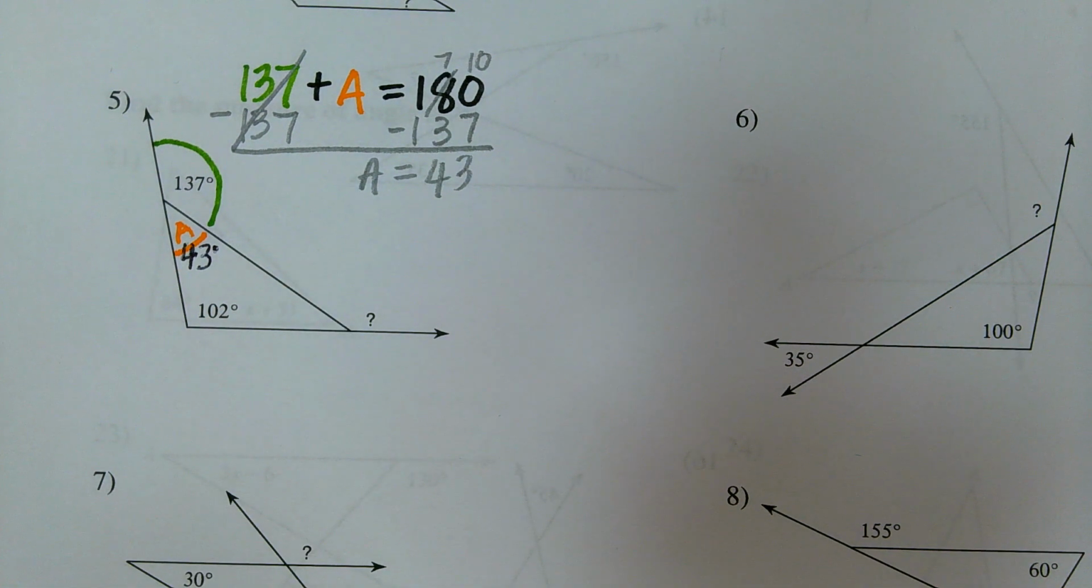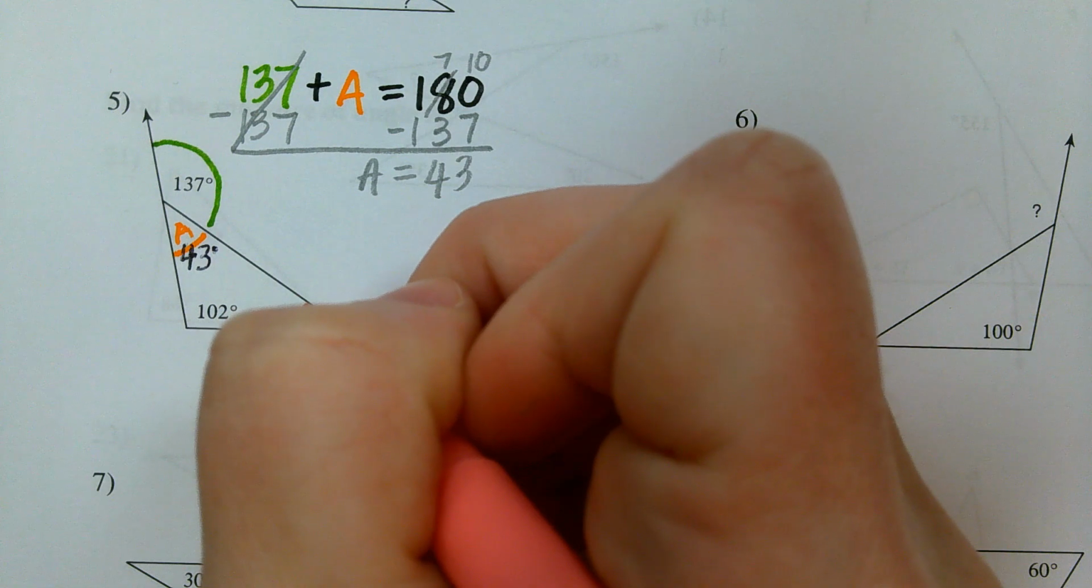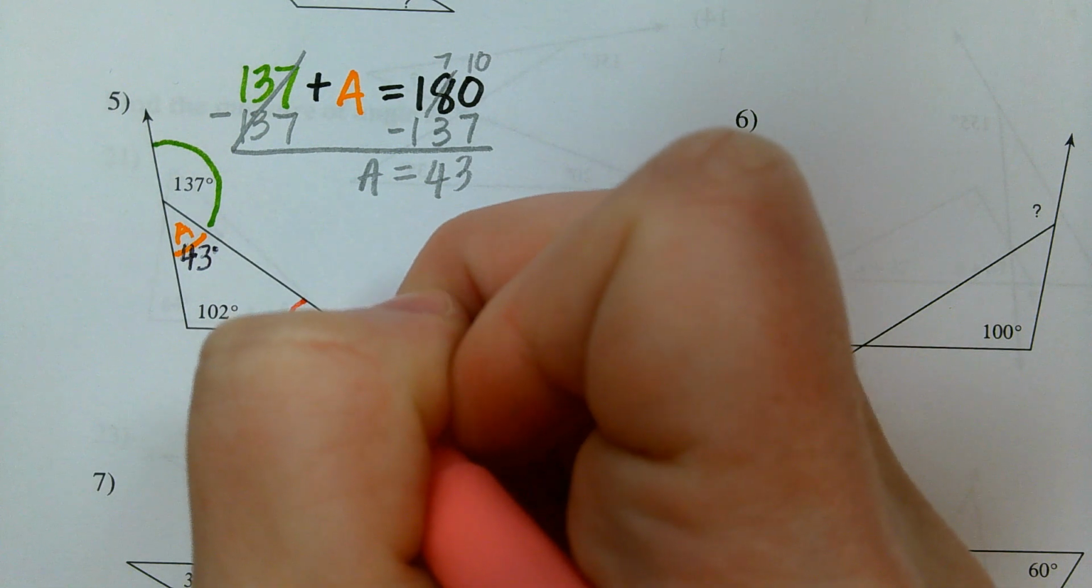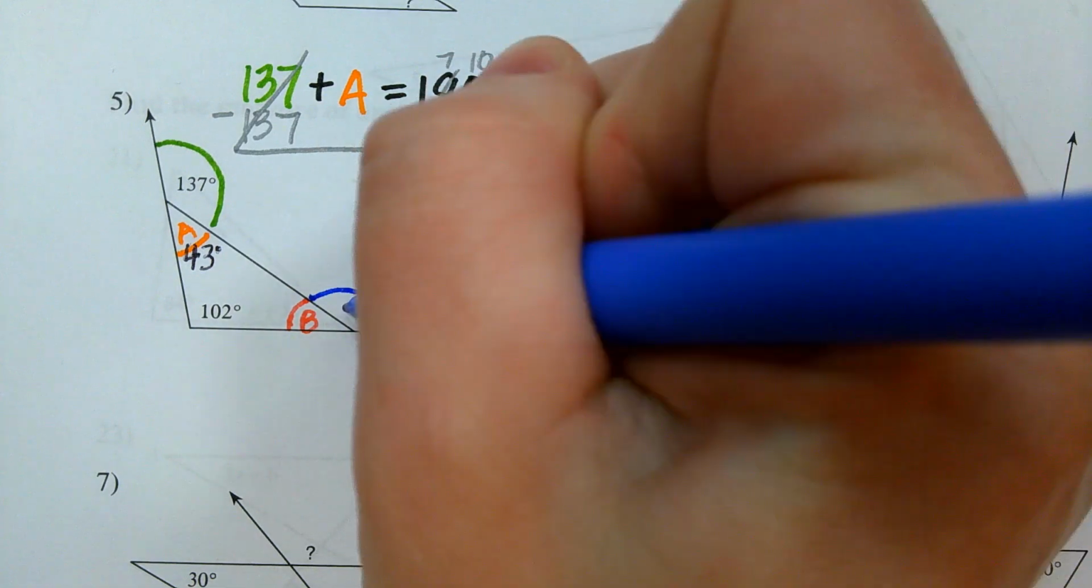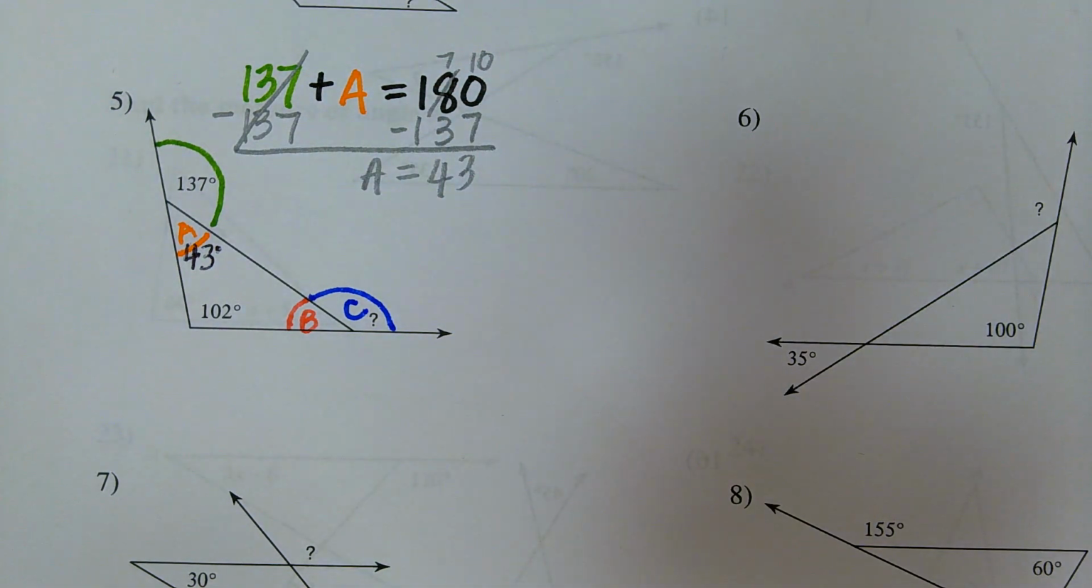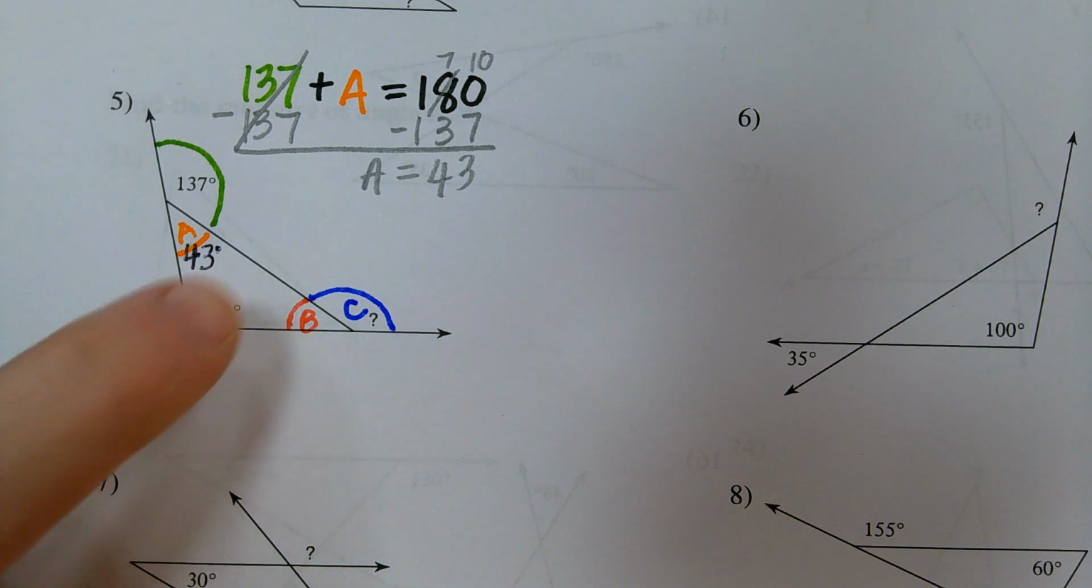Yeah, let's name these. Before we do, we should be naming them first because it's confusing trying to describe them. Let me get another color. Let's call this B. And how about we call this question mark C? Okay, so how are we going to solve for angle B?